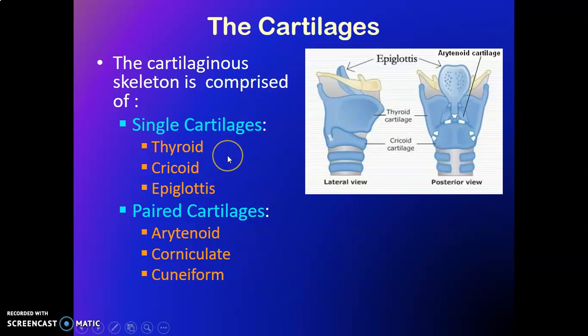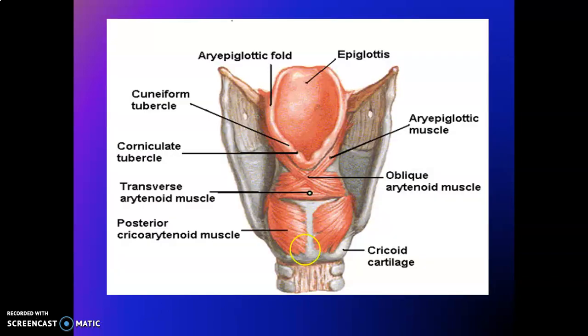We have single cartilages that are centrally placed and paired cartilages that exist on the right and the left. Single cartilages are the thyroid cartilage and the cricoid cartilage, which are made up of hyaline cartilage, and the epiglottis, which is made up of elastic cartilage. Then we have paired cartilages such as the arytenoid, as you can see here, and the corniculate and cuneiform cartilages, which are made up of elastic cartilage. So thyroid, cricoid, epiglottis, arytenoid, cuneiform, corniculate, all those are cartilages of the larynx.